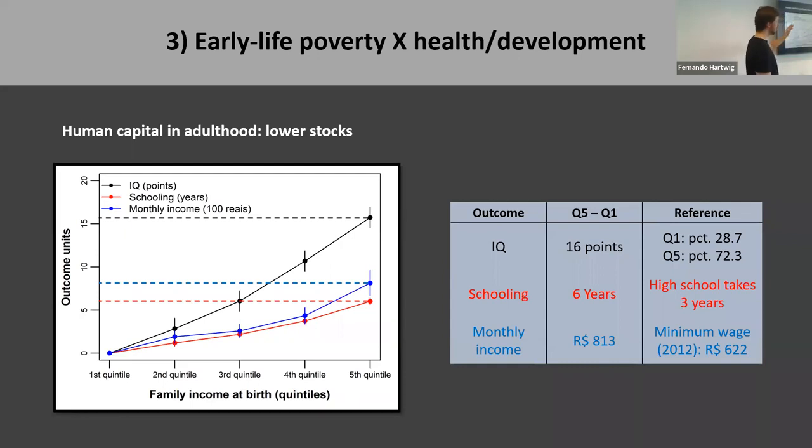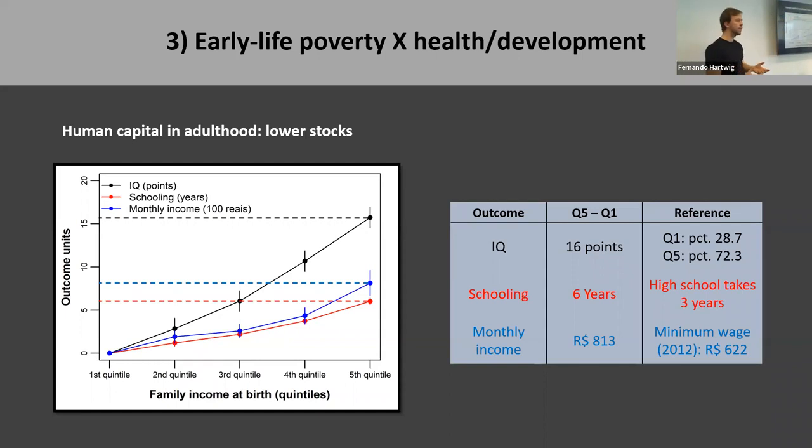And I'm showing three measures of human capital. IQ, which is the black line, schooling, which is the red line, and monthly income as an adult. Those are all measures in adulthood. And monthly income is the blue line. So just looking at the figure, you see that there is a very strong positive association. The wealthier you were when you were born, the better you're going to do in terms of IQ, schooling, and income when you're an adult.